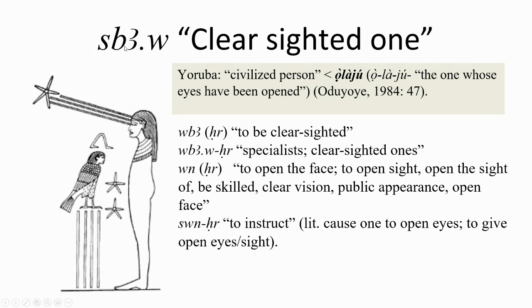And so you have this word here, seba, meaning to instruct, also to teach. And then when it's nominalized, it is a wise person, a specialist. But it's a short phrase for something that we see here. To instruct means to literally cause one's eyes to be open, to give open sight, to give open eyes.